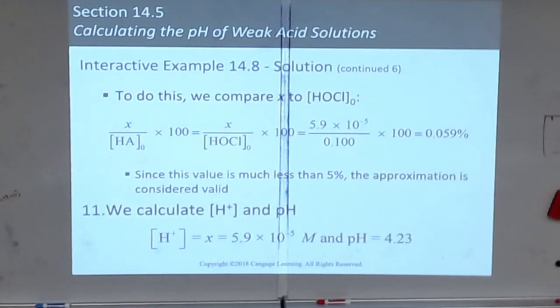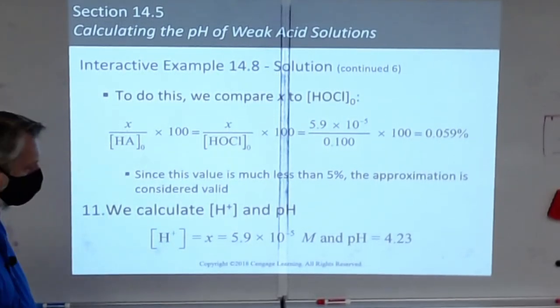Is that what you got? You look a little confused on how you get 4.23. Remember, pH is the negative log of the hydrogen ion concentration. And pOH is the negative log of the hydroxide ion concentration. And pKa, like we learned last class, is the negative log of the Ka.